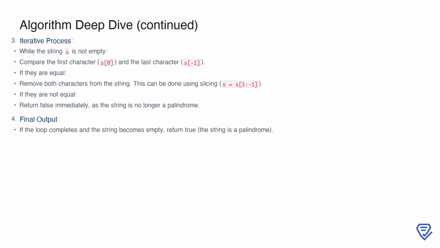The iterative process for the brute force approach begins by checking if the string is empty. If it's not, we compare the first and last characters. If they match, we slice the string to remove these characters using S[1:-1], effectively shortening the string from both ends. On the other hand, if the characters do not match, we terminate early and conclude that the string is not a palindrome. If the loop completes and the string becomes empty, this means all character pairs matched symmetrically, so we return true, confirming that the string is indeed a palindrome.